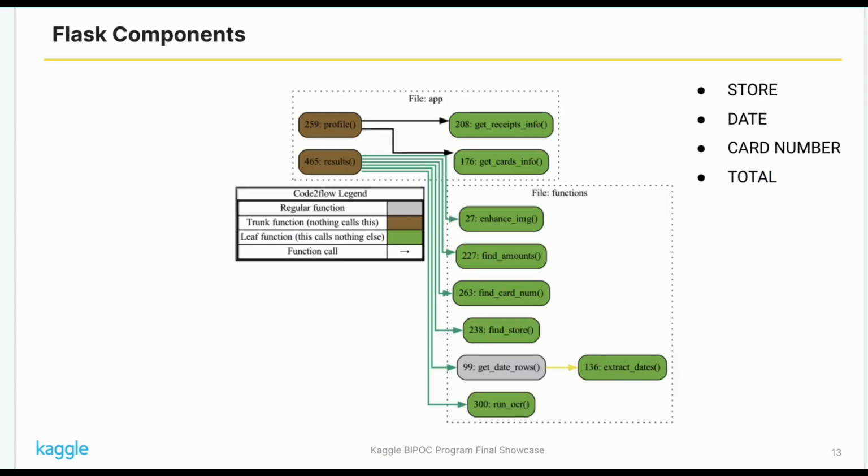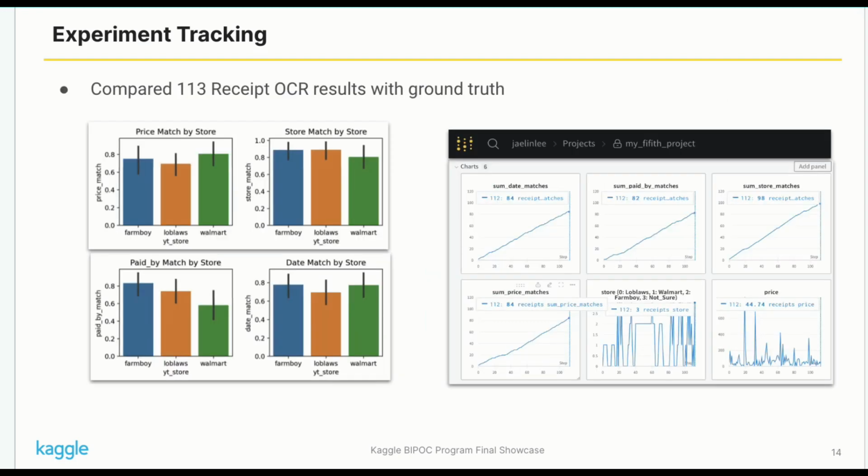So the Flask component is the backbone of this entire app, which includes the pre-processing steps. You can easily look at the flow chart of these components, and the experimental tracking is done with Weights and Biases. I compared 113 receipts' OCR results with the ground truth, and you can see it's a pretty good result. The price, store, and date information are correctly extracted, and paid by, which is derived from the card number recognition, was a little bit less accurate.